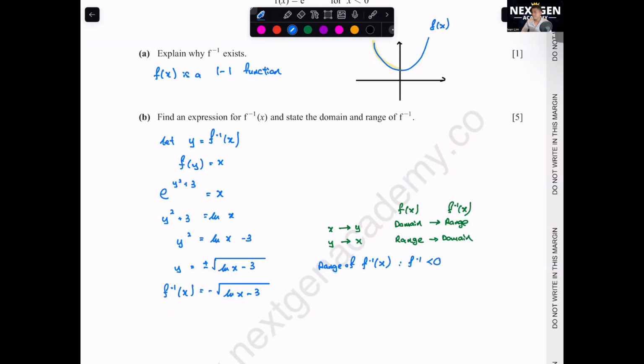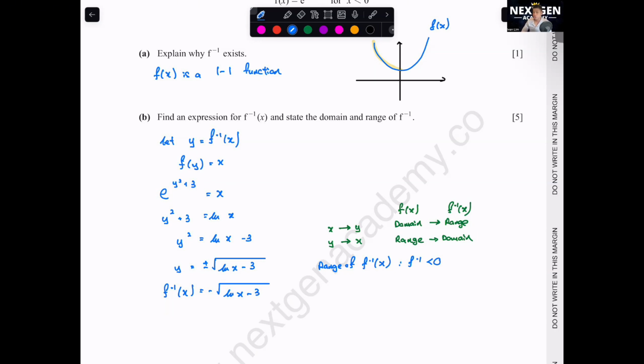Okay, is this the end? No. You have to check also. You have to check one more thing, which is what is your domain? How to check the domain? Do you all know how to check your domain?